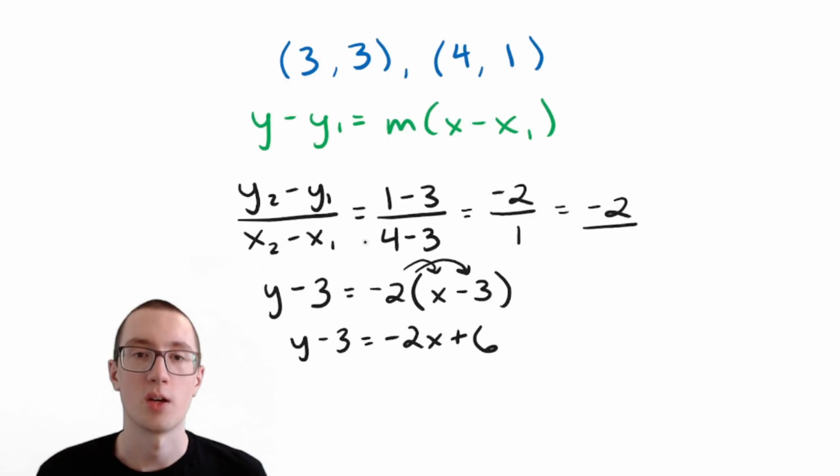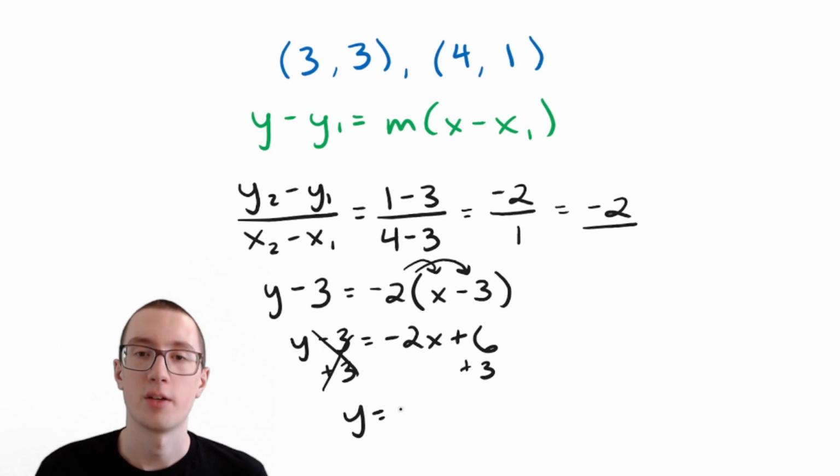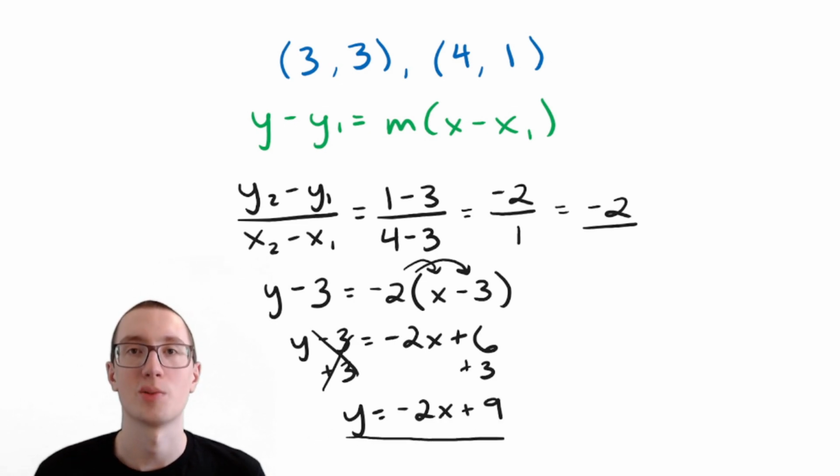So now our final step is to get y by itself so that we can get the y equals mx plus b equation. So we're going to get rid of this -3 by doing the opposite of minus, which is plus. So on this side, we just have y because these cancel out. And on this side, we have -2x, and then we have 6 plus 3, which is 9. So our final equation is y equals -2x plus 9.